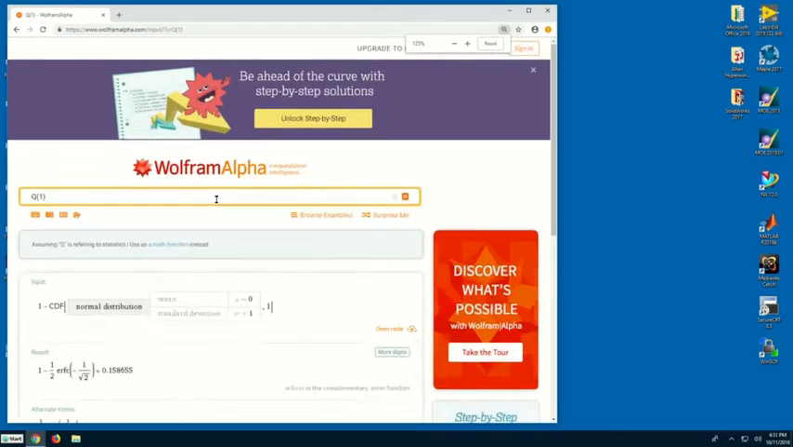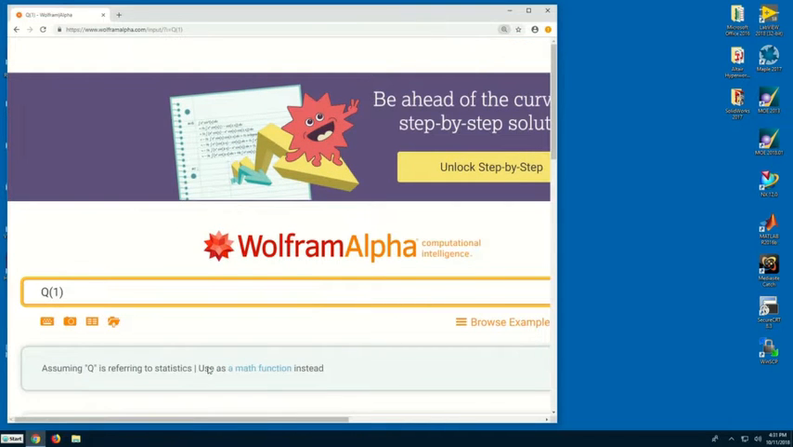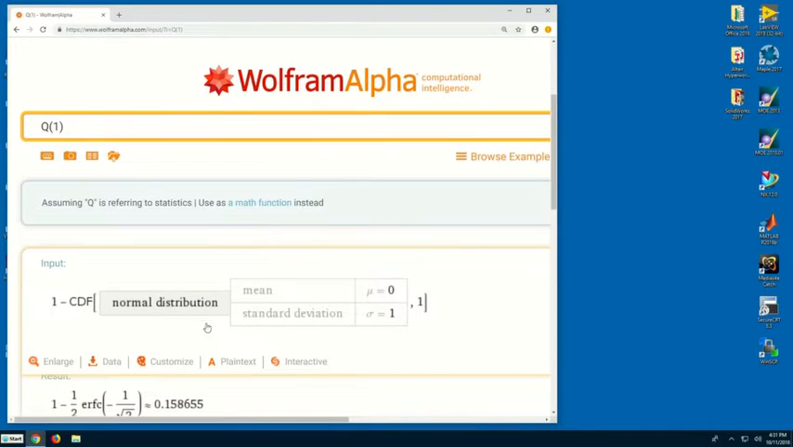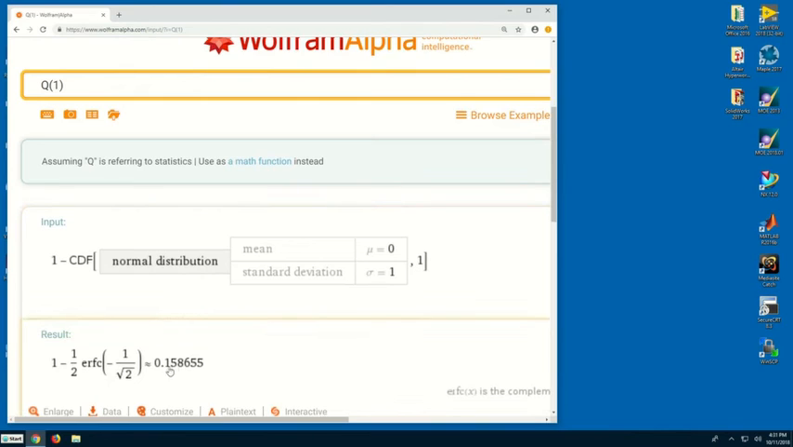If you just type Q of 1 into Wolfram Alpha, it knows what you're talking about, and it gives you a value, 0.158, which I can compare to my table, and I see it's the same thing, right? It's okay, if you're sure that you know how to use the table, to use this on the homework to just plug in values and get numbers, but keep in mind that you're going to have to know how to use the table for the exam. And that's all I'm going to do today.